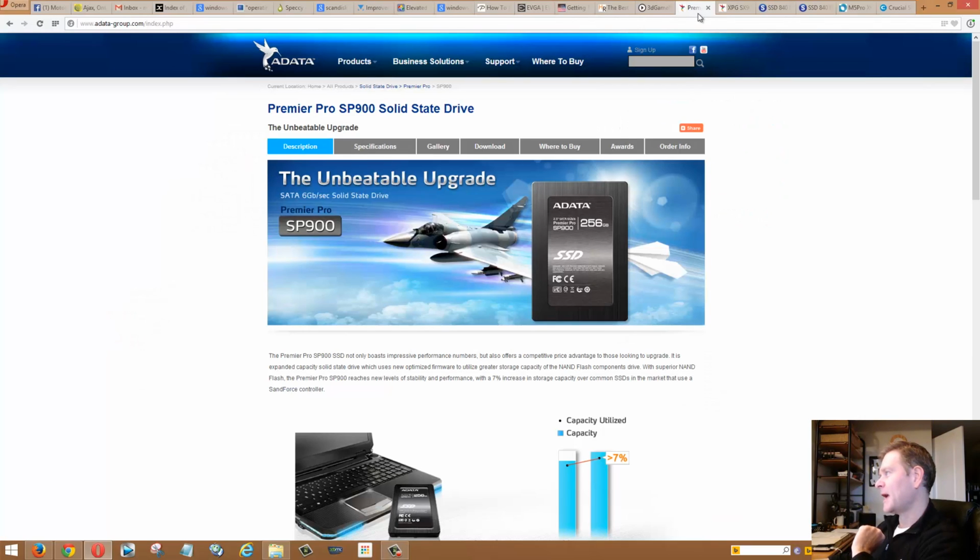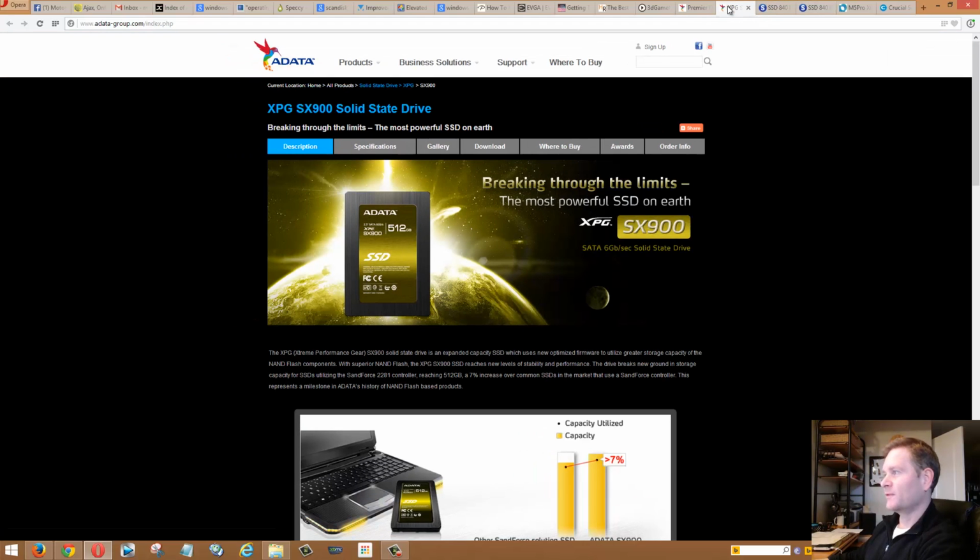First of all, here we have ADATA with their SP900. Of course, you can go with whatever size you want, from 64 gigabytes all the way up to, on some of them, 1 terabyte of storage. Those drives are pretty expensive. But still, solid-state drives now, for the most part, are under $1 per gigabyte. And usually, the larger the drive is, the more the cost per gigabyte goes down, sometimes to almost 50 or 60 cents per gigabyte. So that's really good when you think about it.